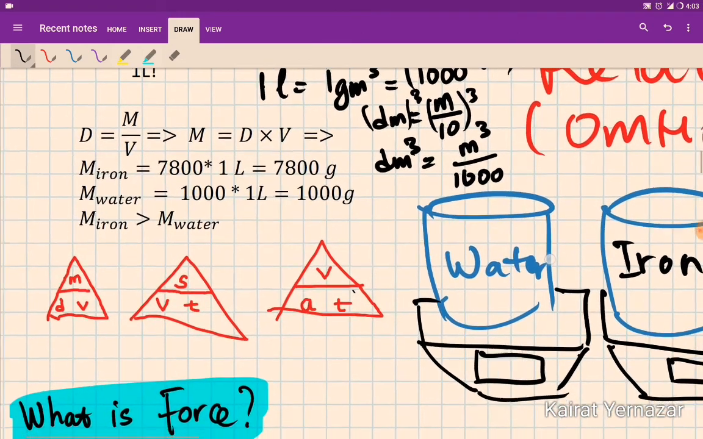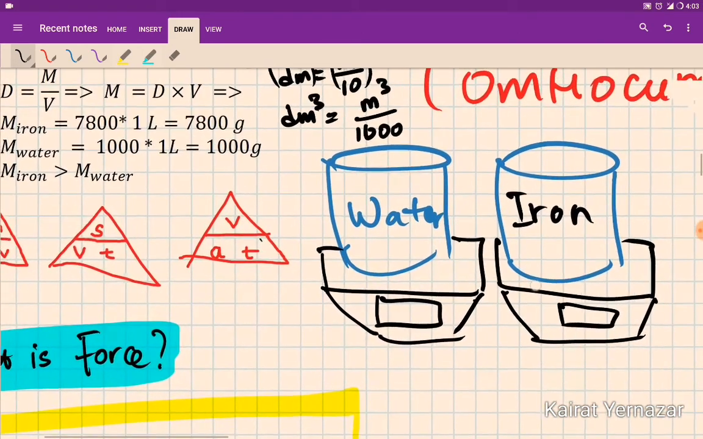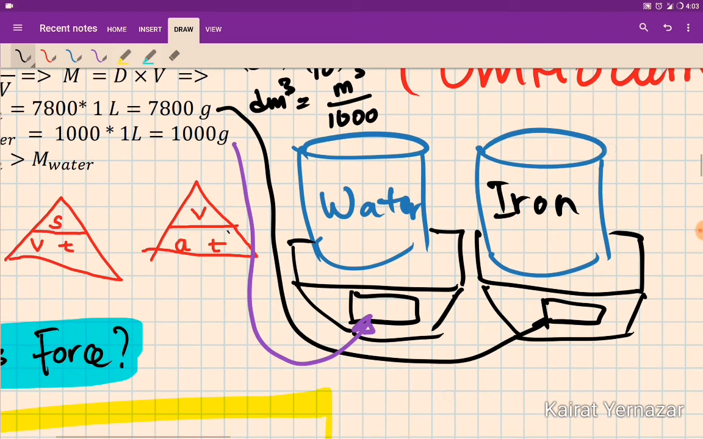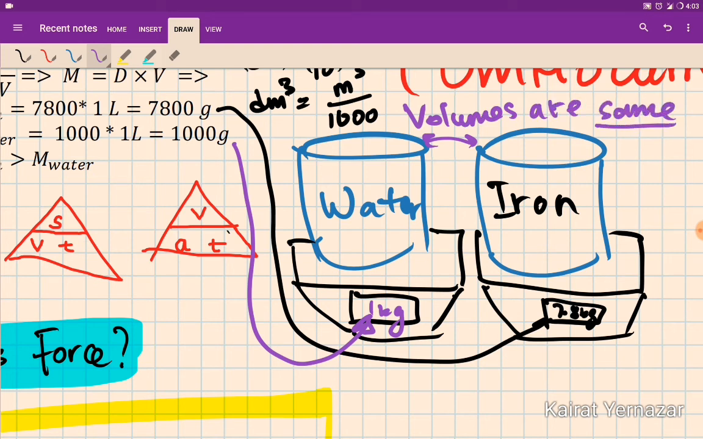So, yes, 7,800 grams, 1,000 grams. What does it mean? This comes here, this goes here. So this one will show us 7.8 kilograms, and this one will show us 1 kilogram. You see? But their volumes are the same.